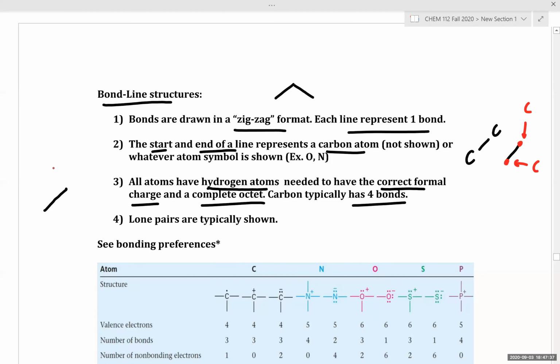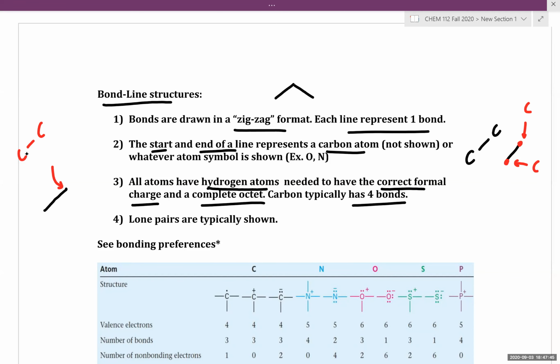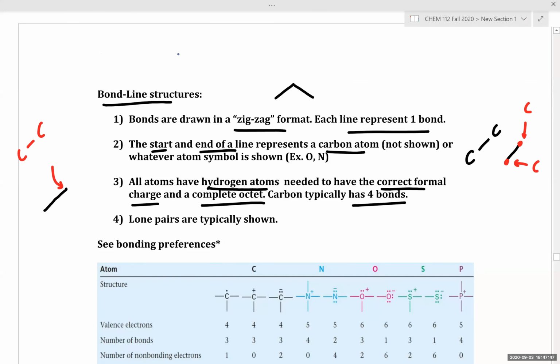how many hydrogens would this carbon need? So currently we have 2 carbons bonded together. How many hydrogens would we need to add? 3. Yep. Perfect, perfect.